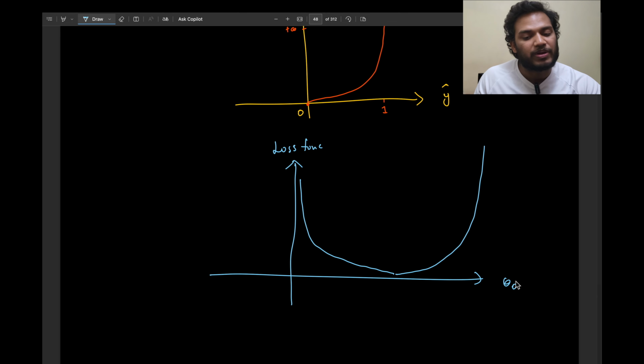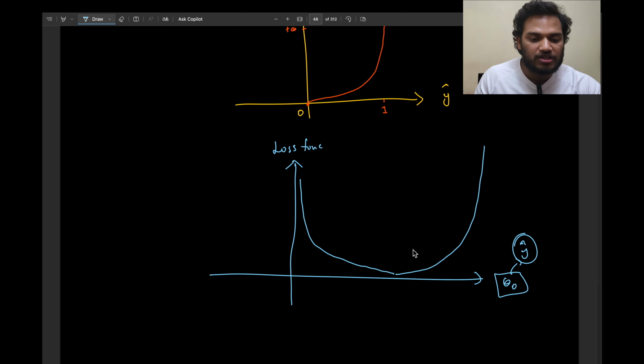Actually, thetas are the parameters. So if we change these theta values, it will affect the y cap, and based on that we will be getting this particular graph. So like this, our curve will look.